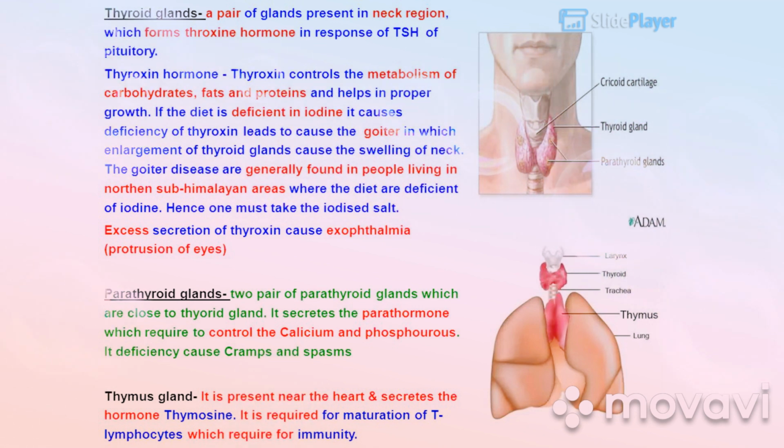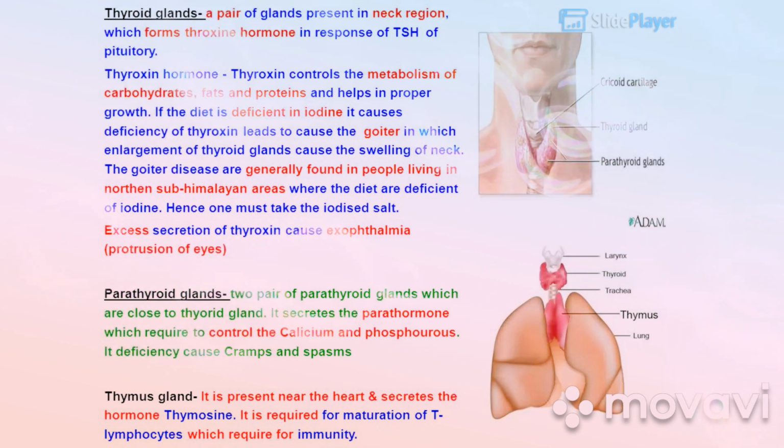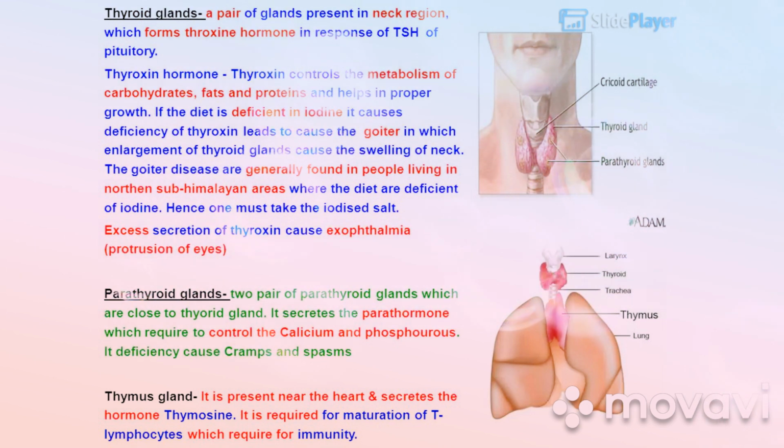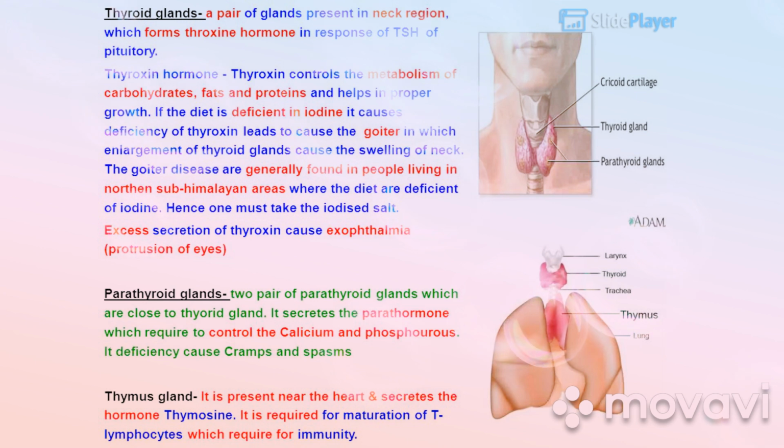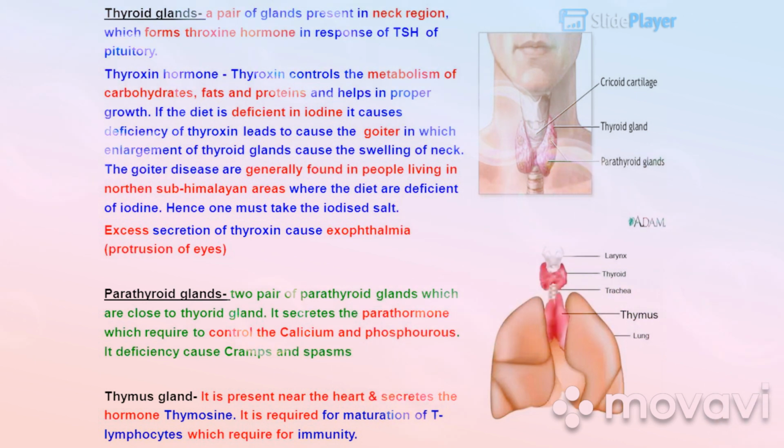Goiter is generally found in people living in northern sub-Himalayan areas where the diet is deficient in iodine. Hence one must take iodized salt. Excess secretion of thyroxine causes exophthalmia, protrusion of eyes.